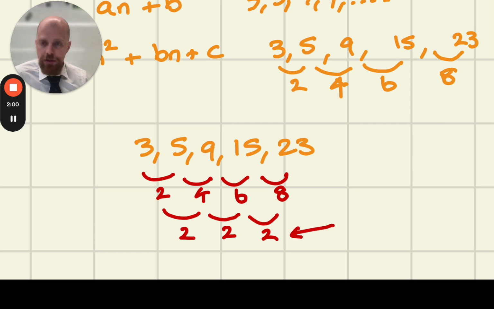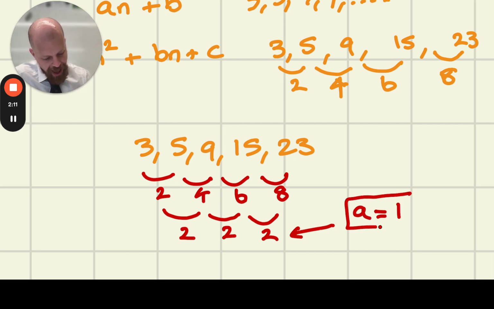Whatever this number is, halve it. Half of 2 is 1. If it was 6, it would be 3. If it was 10, it would be 5. This is your value for a. So a is 1. a is always half the second difference.